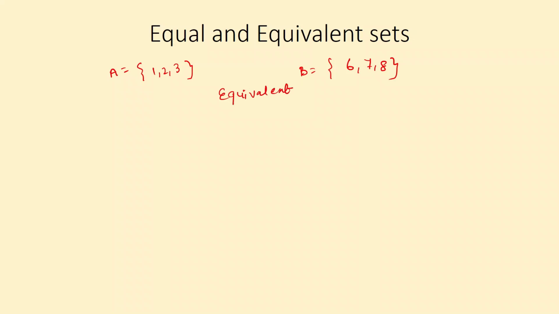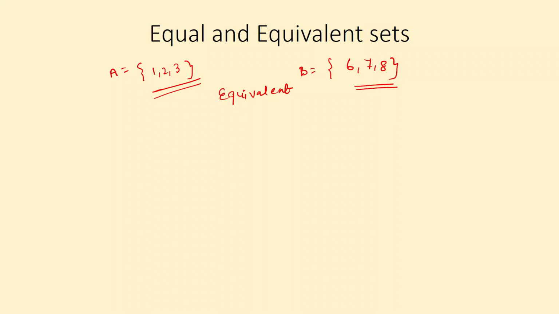Equivalent sets will just have the same number of elements inside them. They will not be having the same elements. They will just have the same number of elements inside them. So A here is having 3 elements, B is also having 3 elements. So they are just having the same number of elements. So they are known as equivalent sets.